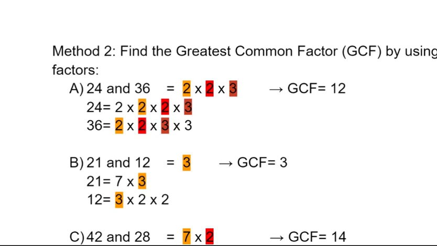Again, I could have highlighted it top to bottom, so 2 and 2, 2 and 2, and then 3 and 3. Doesn't matter, just whatever way you're comfortable with. And now that I have those numbers, I'm going to put them up here. So that was 1 orange 2, 1 red 2, and 1 brown 3. So 2 times 2 times 3 is 12. Therefore, the greatest common factor of 24 and 36 is 12.